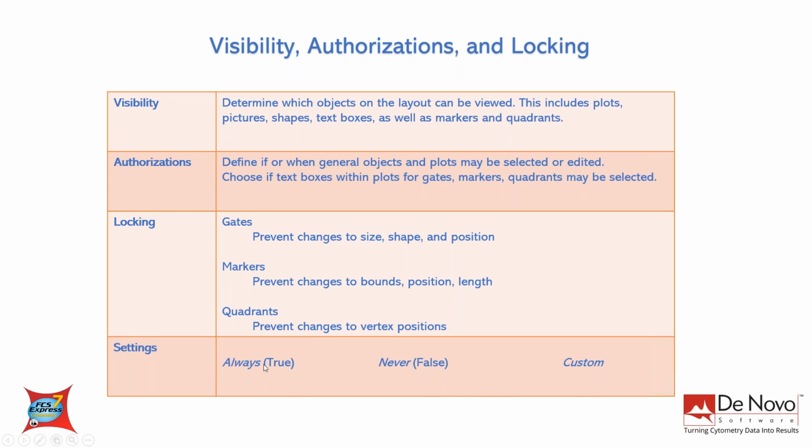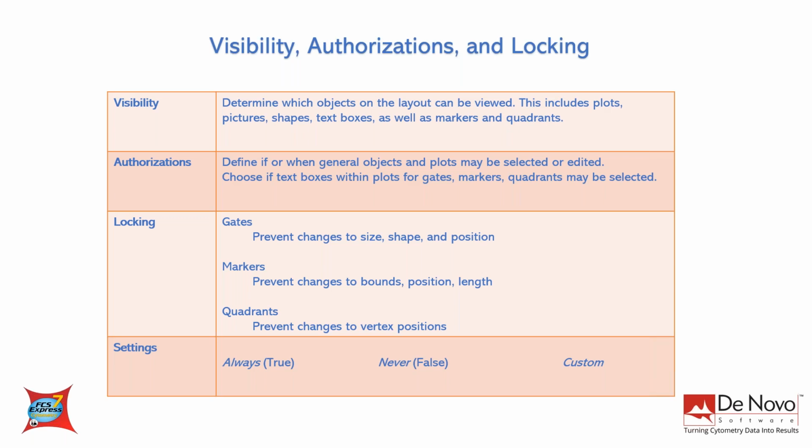Similar rules apply to both authorizations and locking, and we can use these three settings below here. Always is going to allow you to select or edit with authorizations, or move the gate marker or quadrant positions with locking. Never is going to prevent you from doing so at all times, and custom works in the same way that I outlined for visibility, where evaluating to true is always and false means never.